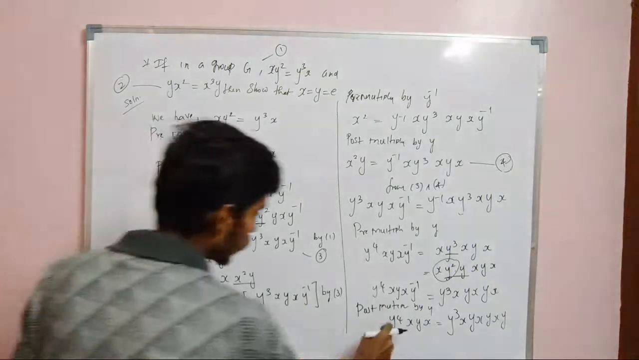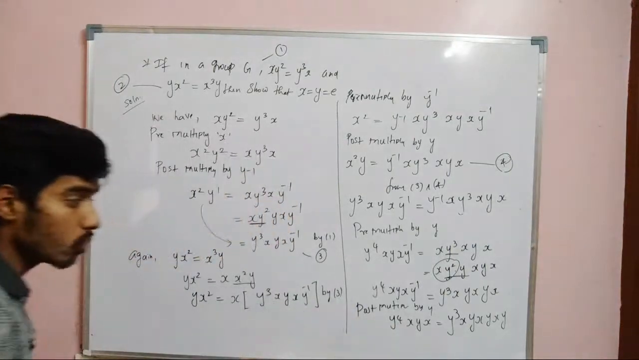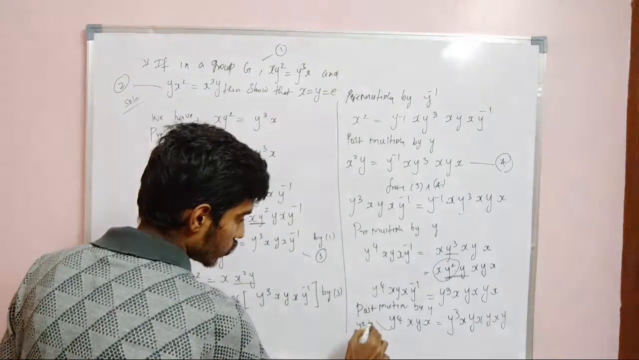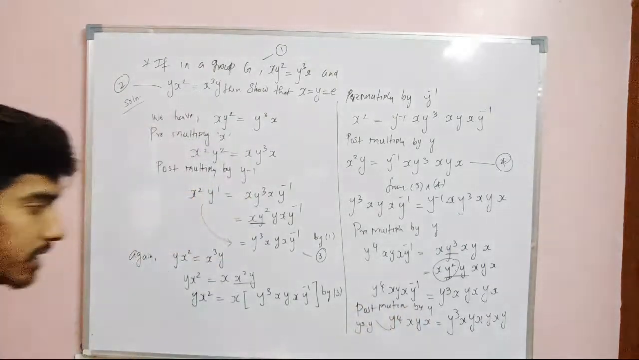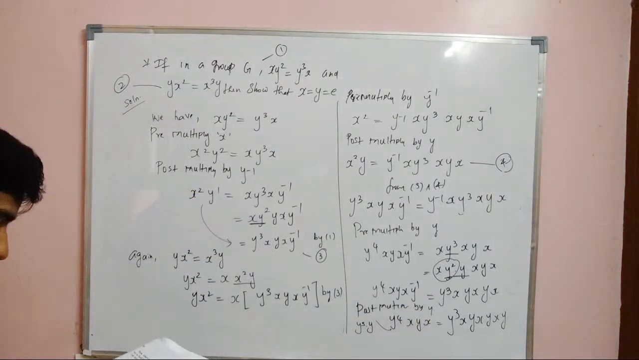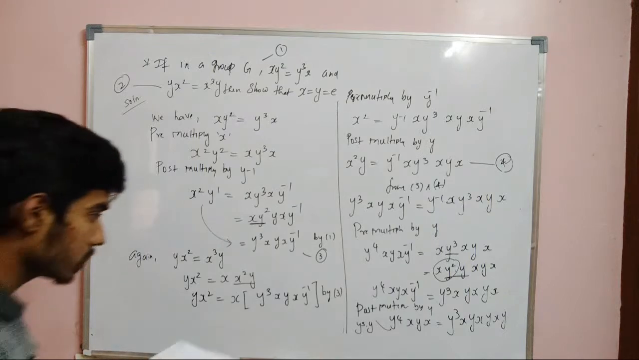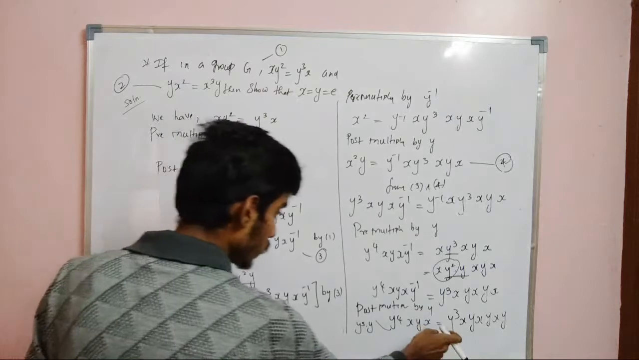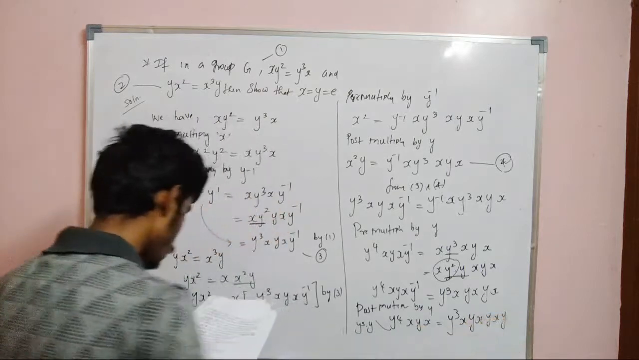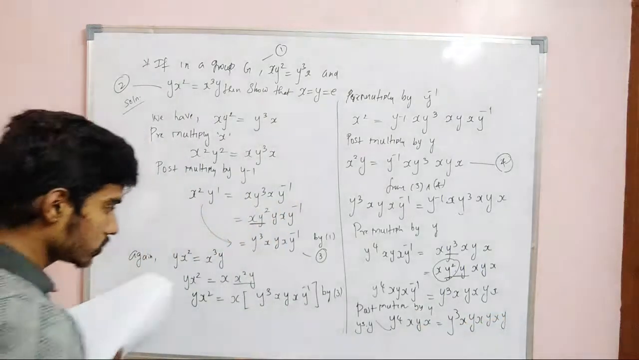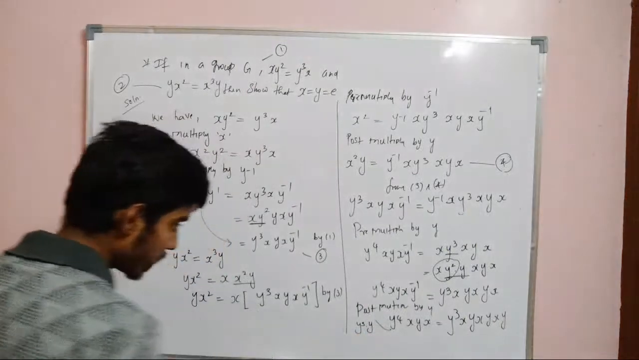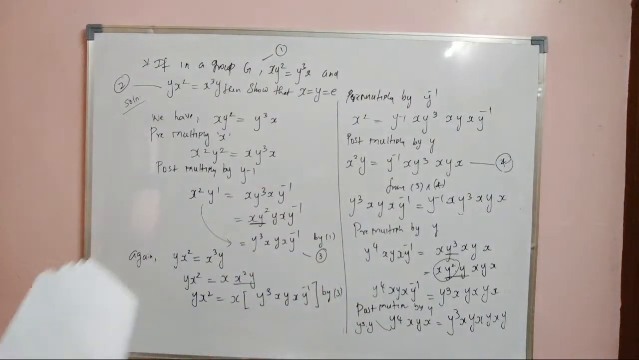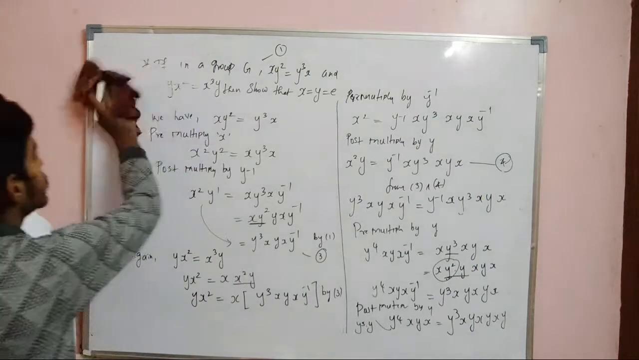Now I can write y power 4 as y cube into y, and I can use the left cancellation law. I can cancel y cube. So we cancel y cube on both sides.